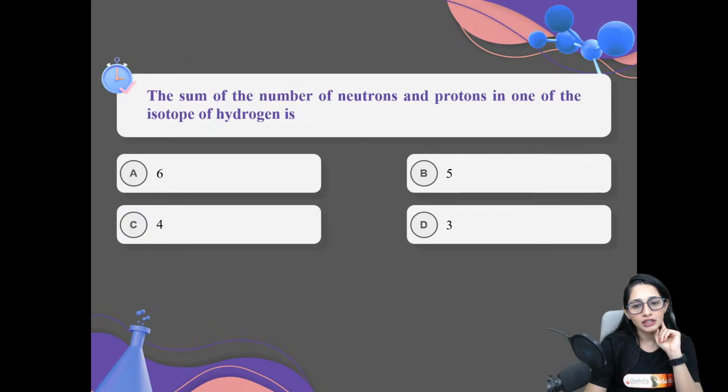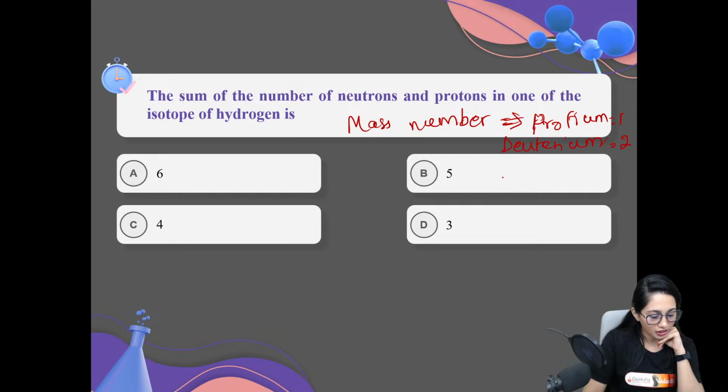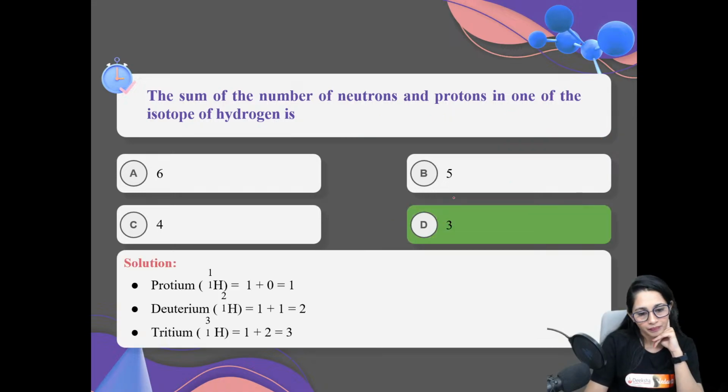Next question. The sum of the number of neutrons and protons in one of the isotopes of hydrogen is dash. 6, 5, 4, 3. The number of neutrons and protons means the mass number they are saying. Protium has mass number 1. Deuterium has 2. Tritium has 3. Very good, Tanushri and Vignesh, absolutely right. It is option D.